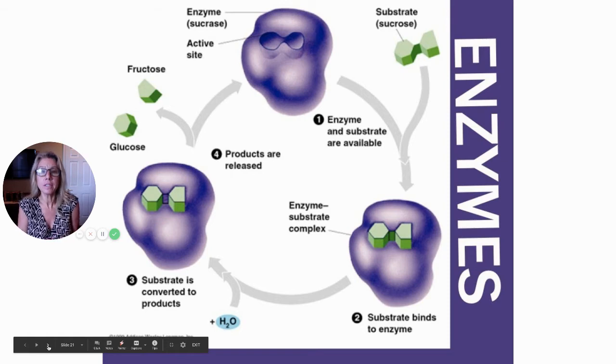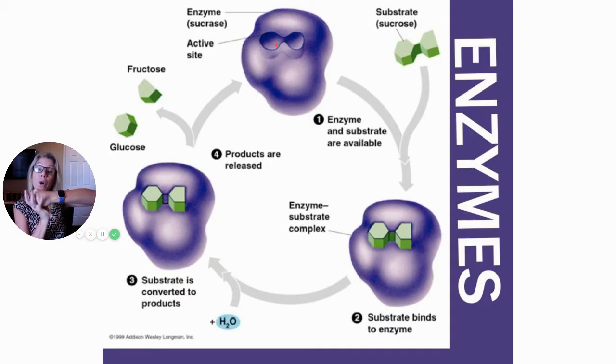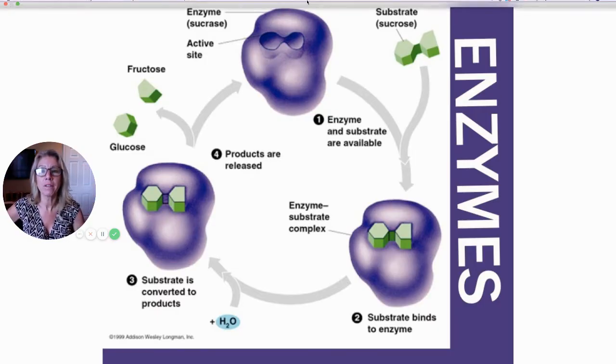So take a look at this picture right here. The big purple thing is the enzyme, and we have a whole chapter just to talk about enzymes, but I want to point one thing out to you. Right here is what's called the active site. The active site on an enzyme is where your substrate, whatever you're going to work on, binds. If it's not the right shape, then the substrate can't bind. Okay, so I just want to put that in your head right now and put a pin in it. We'll talk about that later.